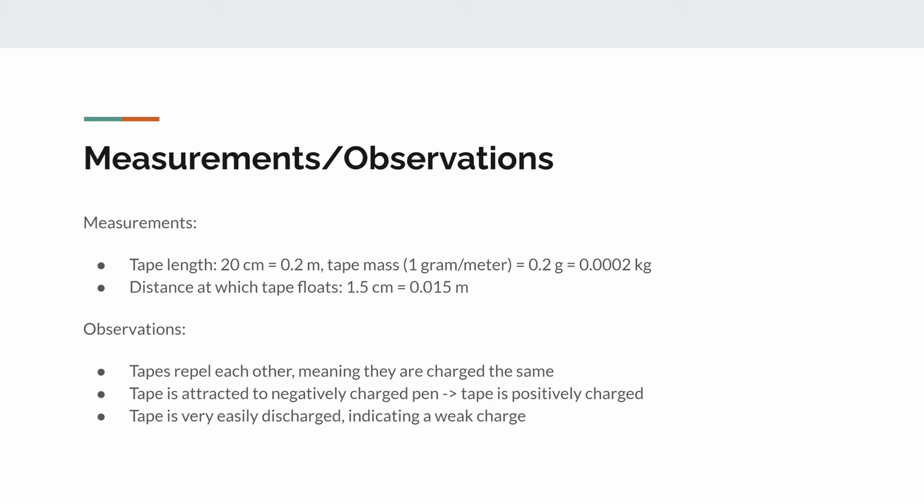Observations made. The tapes repel each other, meaning they are charged the same, which makes sense because they were both charged in the same way. The tape is attracted to the negatively charged pen, which indicates that the tape is positively charged. And then the tape is very easily discharged, which indicates that the tape is weakly charged.